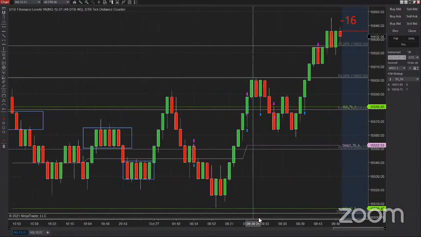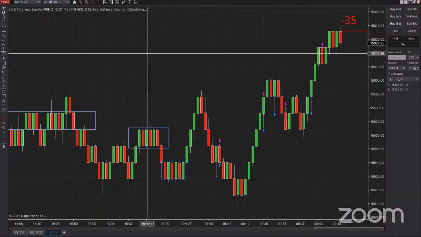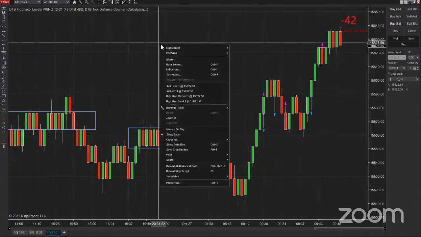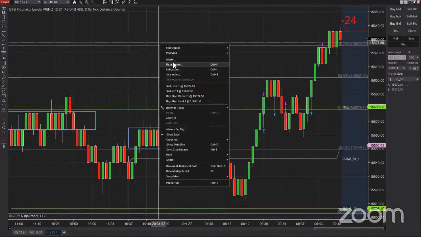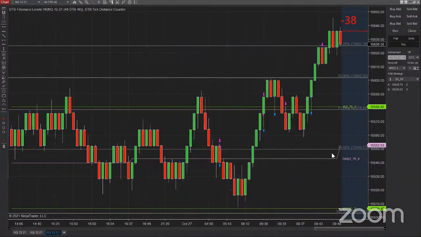So let's just make this a slightly smaller chart. So if I go to a, let's just make this like a 22 bar. We can go one day, that's fine.